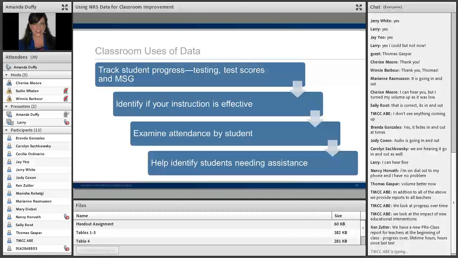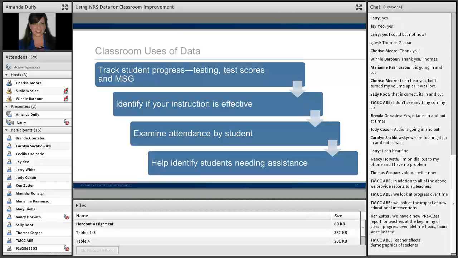And Ken is sharing that he has a new pre-class report for teachers at the beginning of class, progress over lifetime hours, hours since last test. Oh, a pre-class report, Ken, is awesome, and I think that would have helped me as an instructor prepare before my class starts. Thank you. Teacher effects, demographics of students, yes, absolutely. Thank you all for contributing. Let's move on to the next.